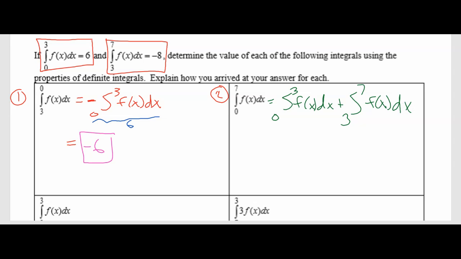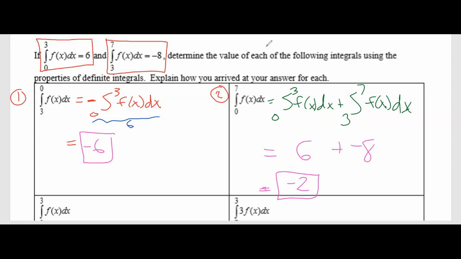And remember I said there would be some circumstances where it's much easier to evaluate the integral in pieces rather than trying to do it all together. Well, if you tried to do this all together, you wouldn't be able to do it, right? Because we don't have an answer for the entire integral. We just have an answer for the 2 pieces. So we'd actually have to add the 2 pieces together to get our answer for the whole. So this is going to be equal to 6 plus negative 8, which gives us negative 2.